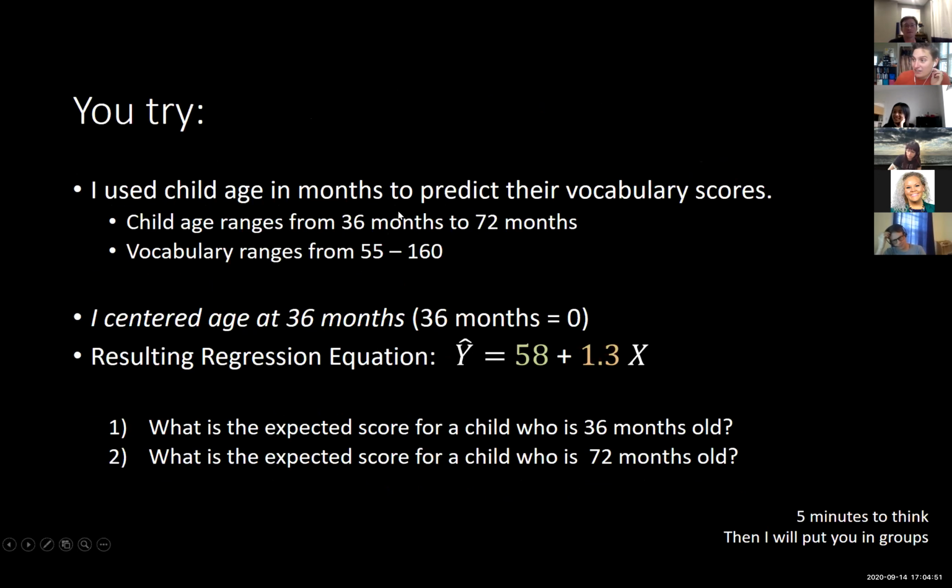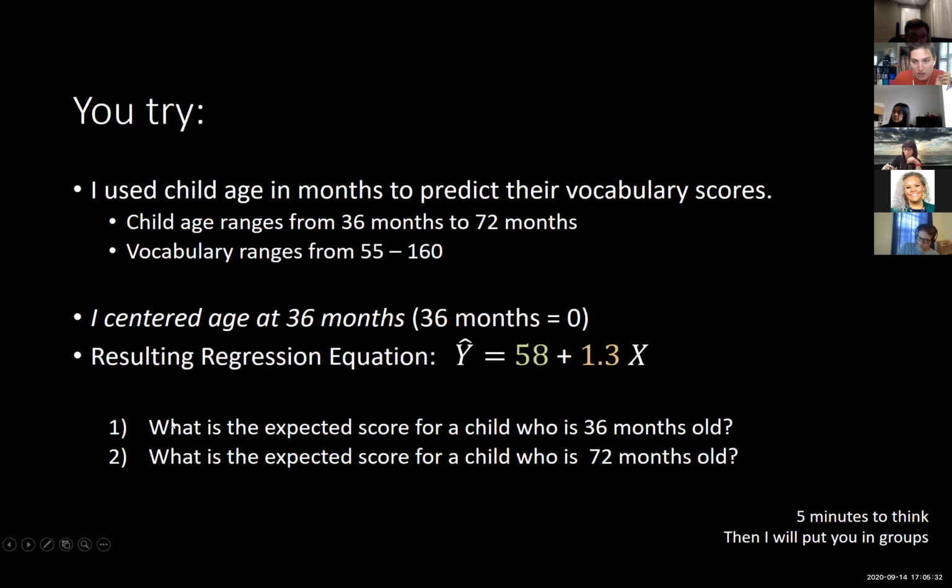Okay, I've used child age in months to predict their vocabulary scores. In this example, I can imagine I have 100 kids, with child age ranging from 36 months to 72 months, and vocabulary ranging from a score of 55 to a score of 160. I centered age at 36 months, which means 36 months is equal to 0. And I have a resulting regression equation of y equal to 58 plus 1.3 times x.